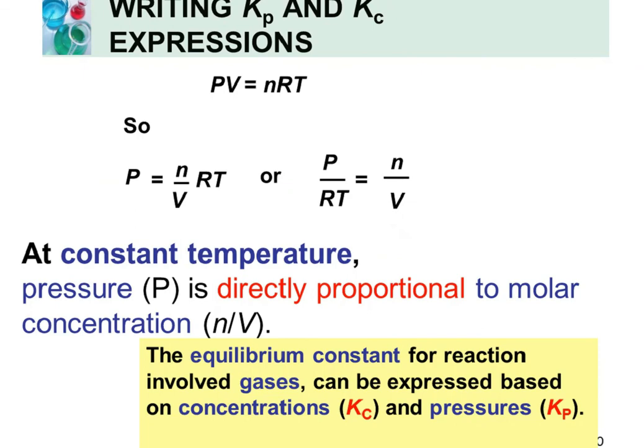Writing Kp and Kc expressions from the ideal gas equation, PV equals nRT. So P equals n over V times RT, or P over RT equals n over V. At constant temperature, the pressure of gas P is directly proportional to the molar concentration n over V.